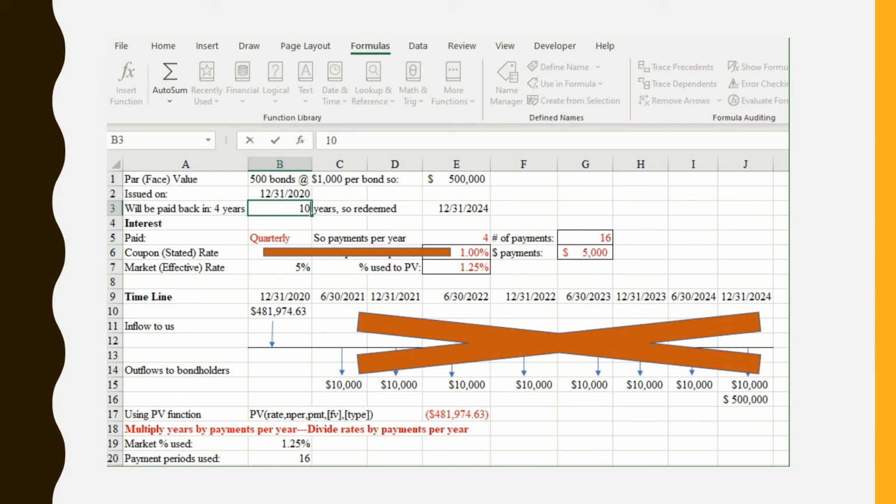And again, I could also go ahead and change this. If I wanted to make it 10 years, I could do that. And if you're a finance major, you could change all the different criteria and see what raises the amount of money you want to raise on your particular bond issue.